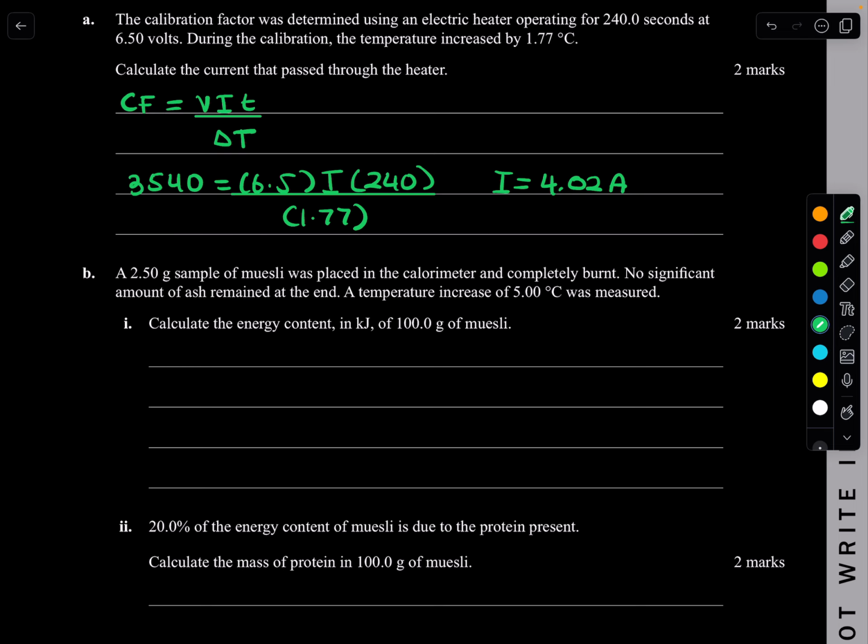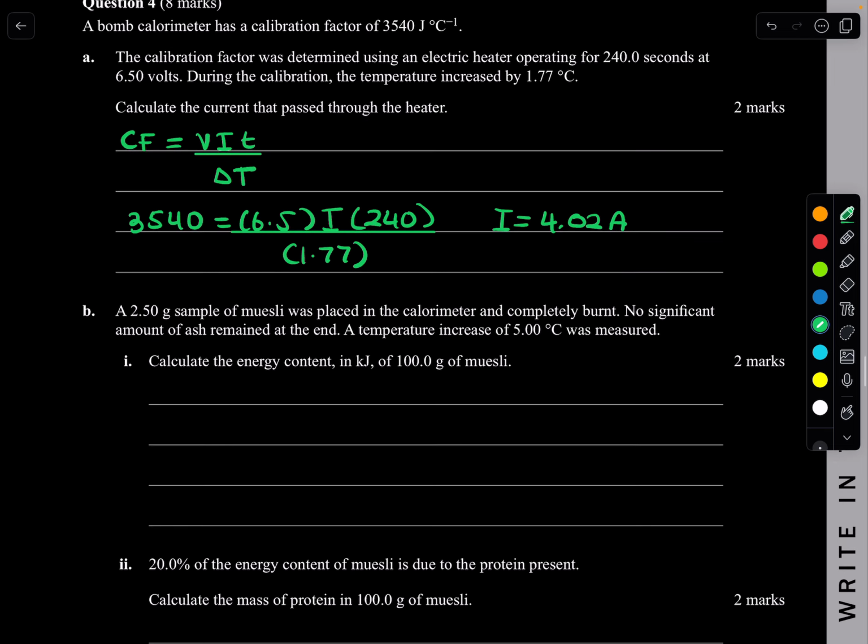All right, we have the calibration factor, which is 3,540, equal to joules, your energy, over your change in temperature, in degrees Celsius. Now, the temperature change was measured to be 5, so we put 5 here. The energy is 3,540 times 5, which is 17,700 joules. Make sure to convert it to kilojoules, so divided by 1,000, it's 17.7 kilojoules. Meaning that if you burnt 2.5 grams of muesli, you release 17.7 kilojoules.